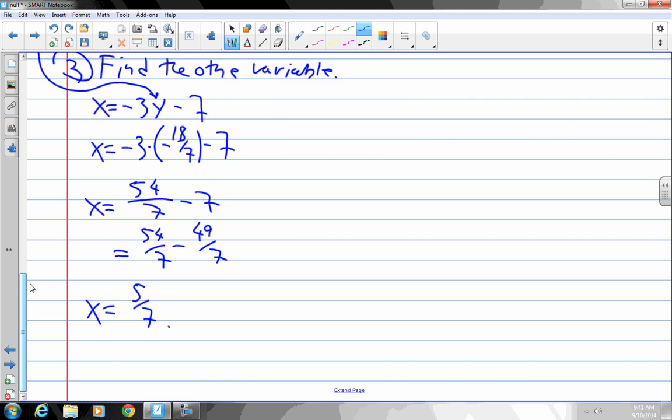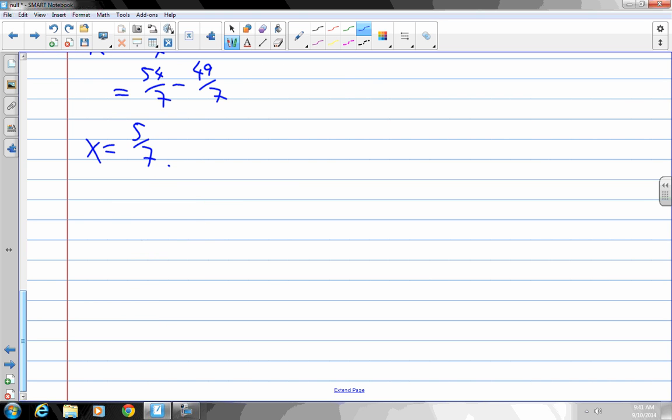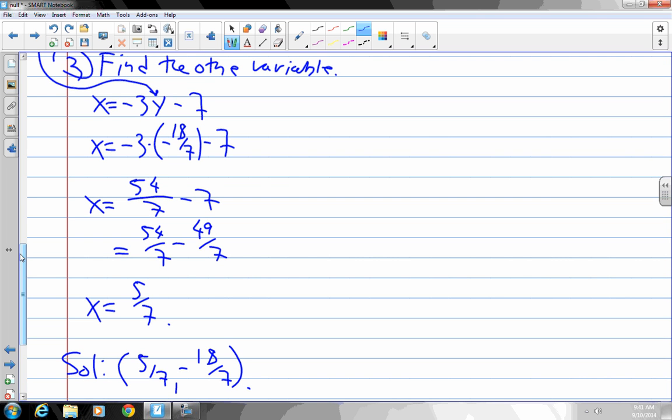Okay? So then the solution is an ordered pair, 5 over 7 and negative 18 over 7. Well, I need to subtract 7, so I have to convert it to a fraction with the denominator. Other questions on this one?